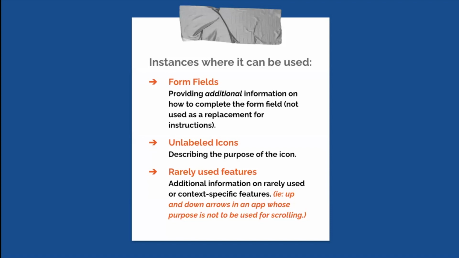So for instances when tooltips can be used, they can be used in form fields by providing additional information on how to complete the form field, but not necessarily as a replacement for the instructions. They can be used for unlabeled icons, describing the purpose of the icon, like in the scenario example that I gave earlier. Or they could be used for rarely used features, providing additional information on rarely used or context-specific features. Think of maybe an up and down arrow in an app whose purpose is not necessarily scrolling, so that would be very helpful.